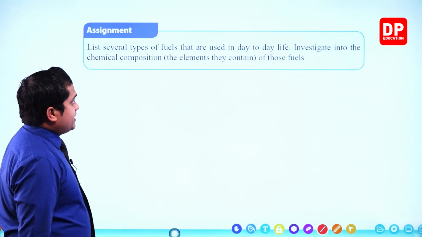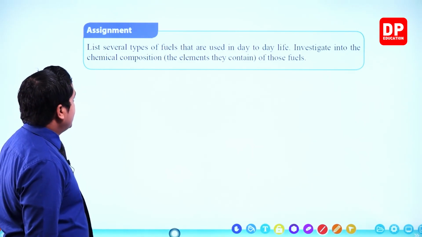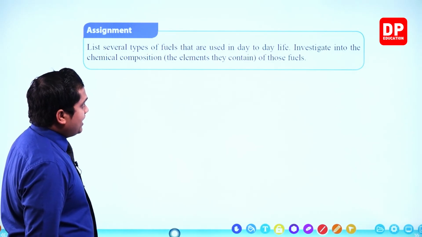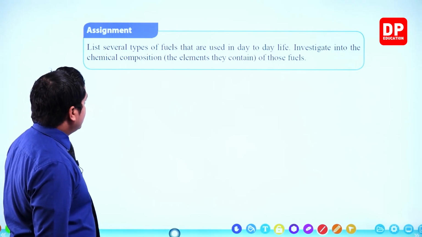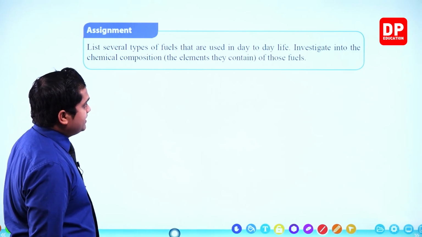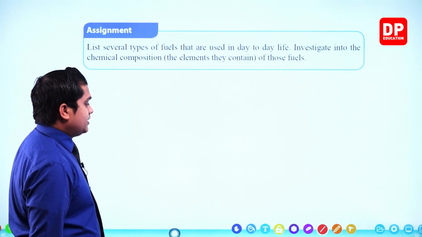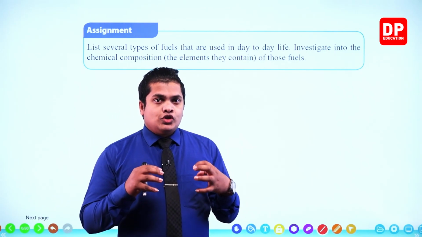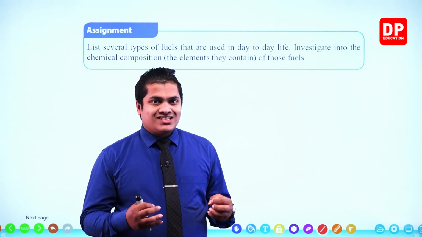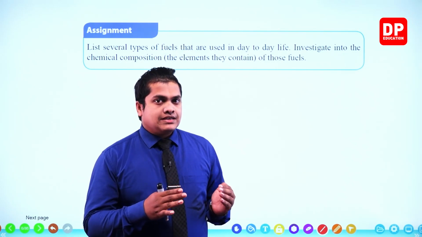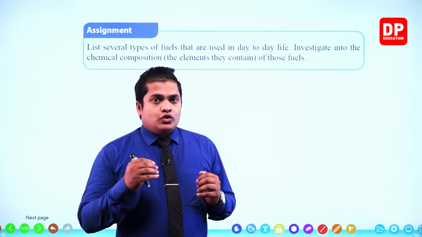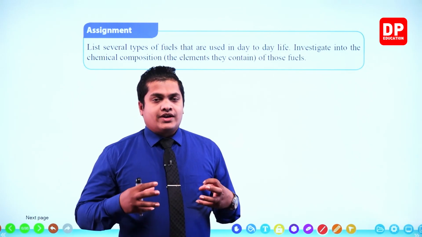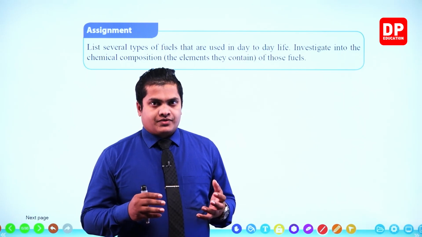So you are given an assignment then. List several types of fuels that are used in our day-to-day life. Investigate the chemical composition, the elements contained in those fuels. So this is an assignment. You should find out the things contained within the assignment. It is your responsibility to find out and complete the assignment, my dear children.